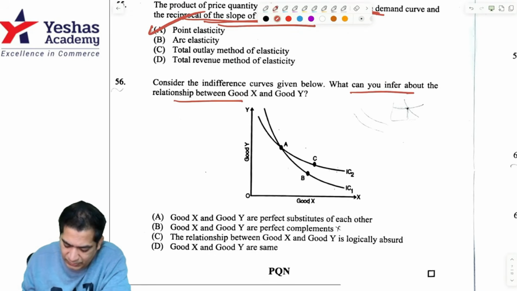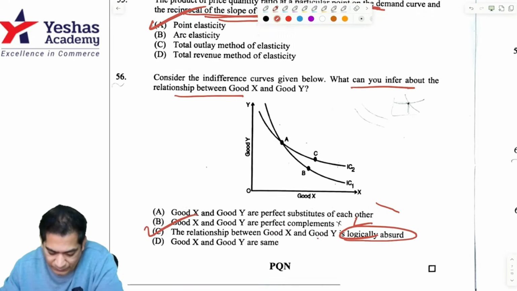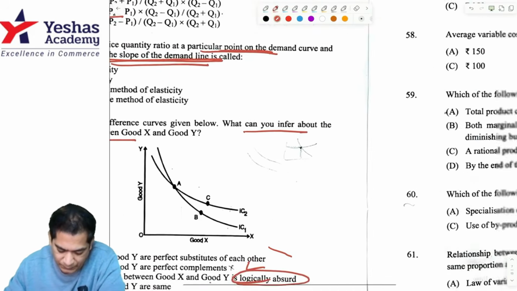So here, goods x and y are perfect substitutes? No, for perfect substitutes you have a straight line indifference curve. If x and y are perfect complements, it would be L shaped. The relationship between goods x and y is logically absurd. That will be your answer. All right, C is your answer.